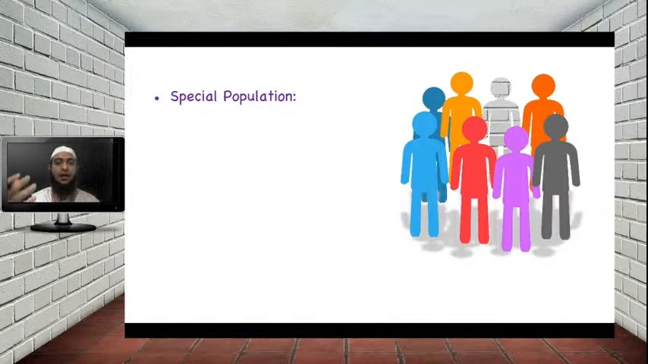There are a few categories of people who are called special population, because in those people there is a change in their normal physiology. Since the normal physiology of those patients is changed, the effect of the drug is also changed accordingly. The first category is the geriatric patient. Geriatric patients are also called elderly patients, meaning they are of more age.